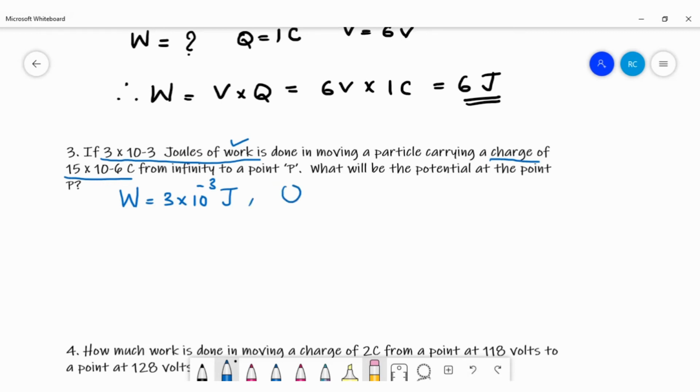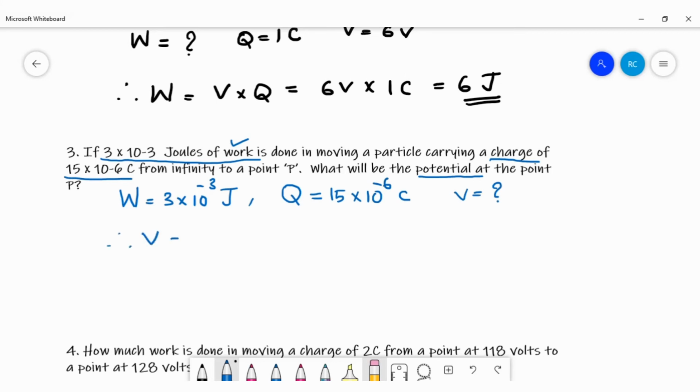What is Q? Q is the electric charge. It is given. Its value is 15 into 10 to the power of minus 6 Coulomb. Now, what will be the potential at the point P? So electric potential they are asking for, which means V you need to calculate. So it's a direct question.